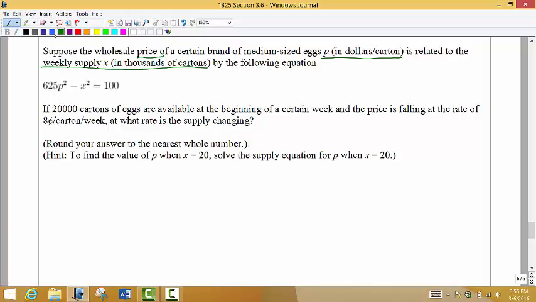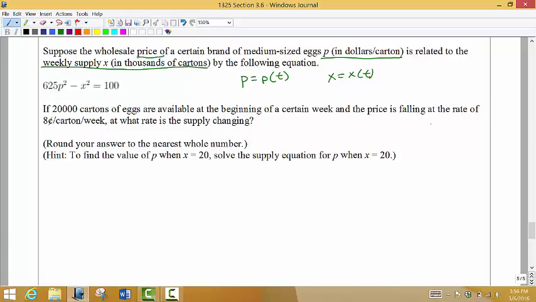If 20,000 cartons of eggs are available at the beginning of a certain week, and the price is falling at a rate of 8 cents per carton per week, at what rate is the supply changing? So before we start, we notice that we're talking about a rate of change given as price over time and also supply over time. So our functions P and x are actually going to be thought of as functions of time. So our related rate is time.